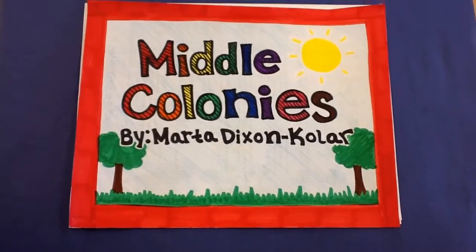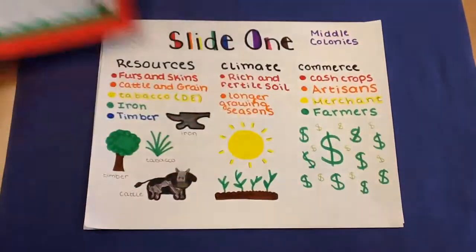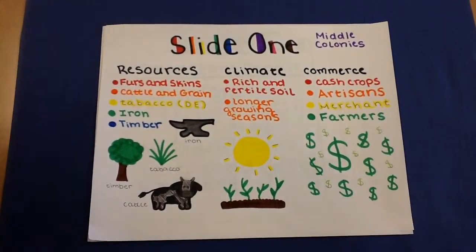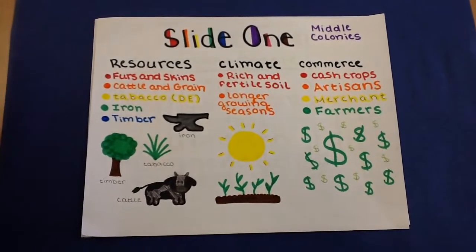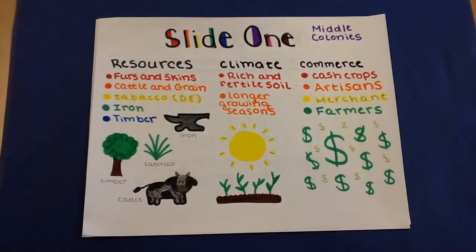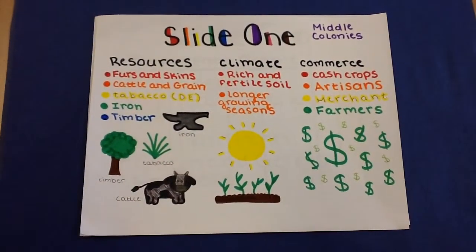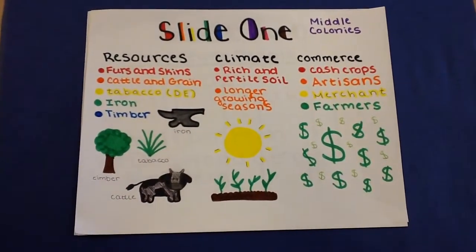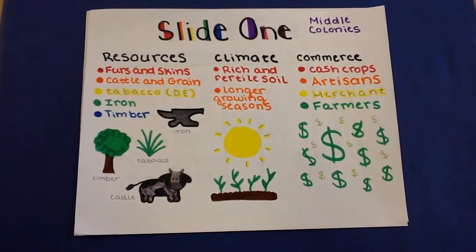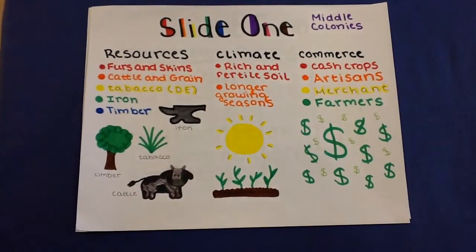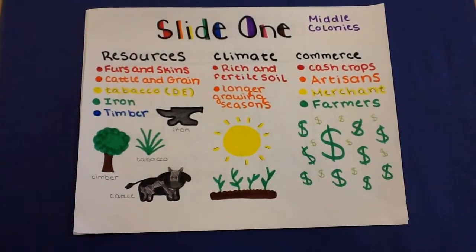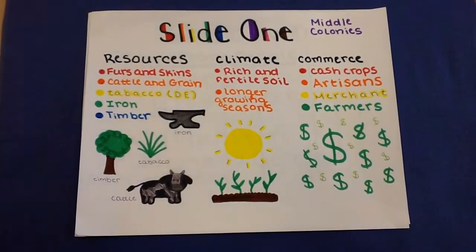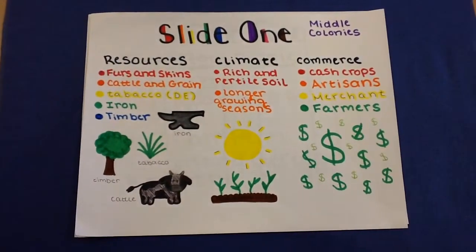For this project, I chose to do the Middle Colonies. For slide 1, I put down the Middle Colonies resources, climate, and commerce. For resources, I wrote down furs and skins, which could be found throughout the entire Middle Colonies, as well as cattle and grain. Tobacco could only be found in Delaware.